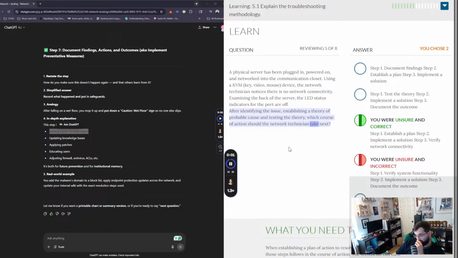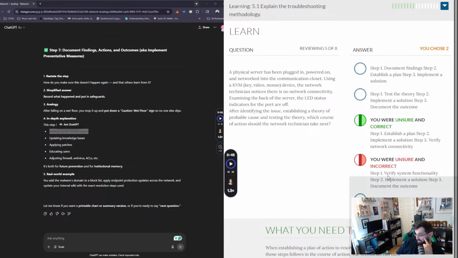Okay, so if the LED lights are off, that means either the port is down, or it's a bad wire, or it's not getting electricity. And the port could either be down or it could just be off. So let's see here. So the correct answer was step 1, establish a plan. Step 2, implement a solution. Step 3, verify network connectivity.